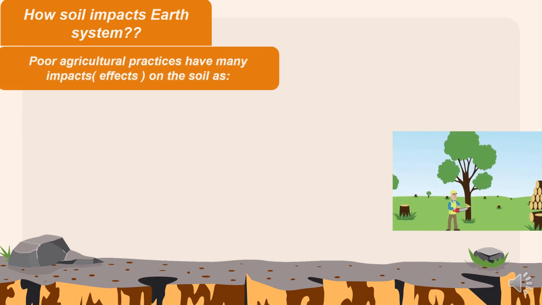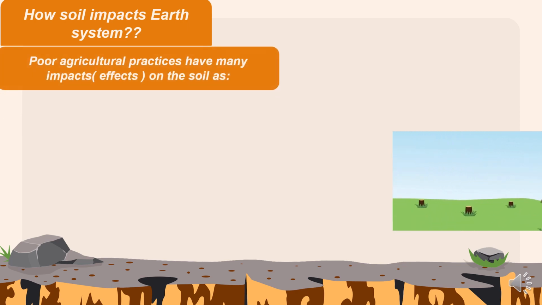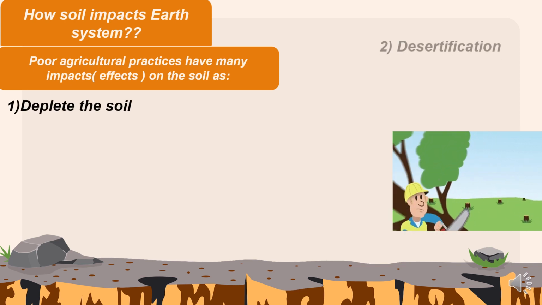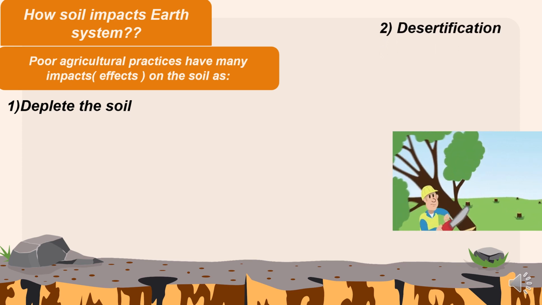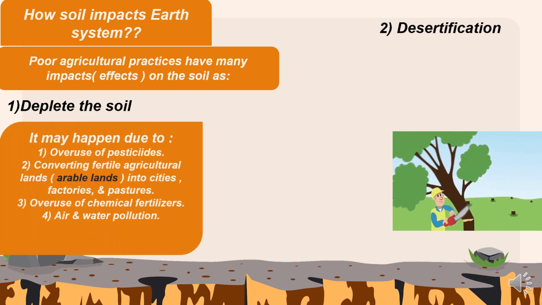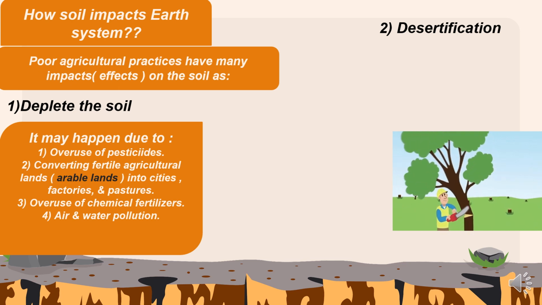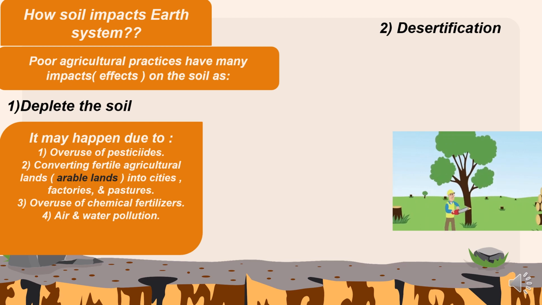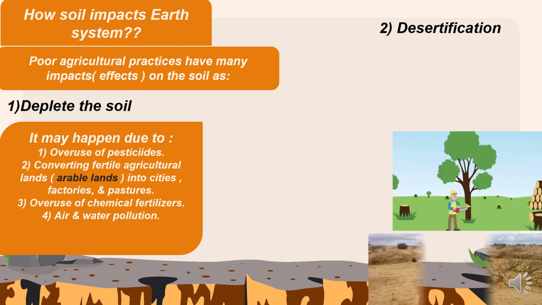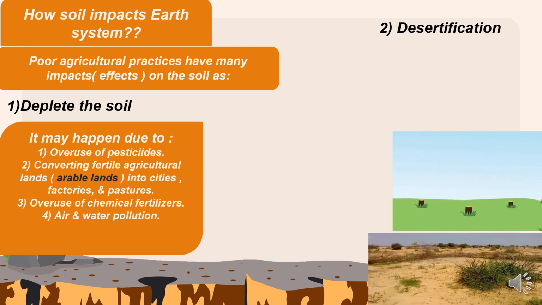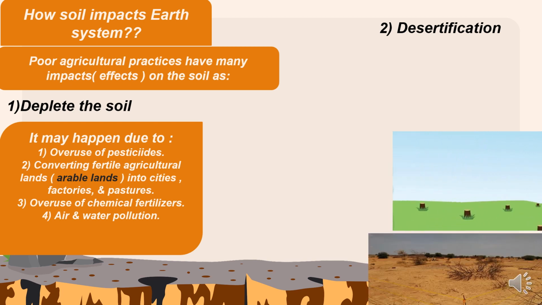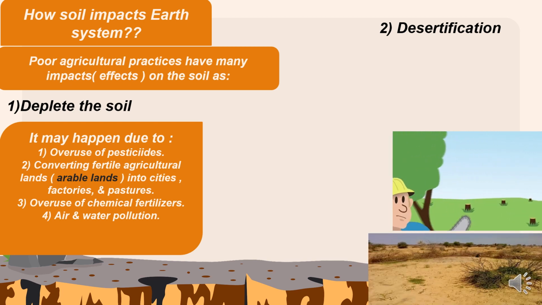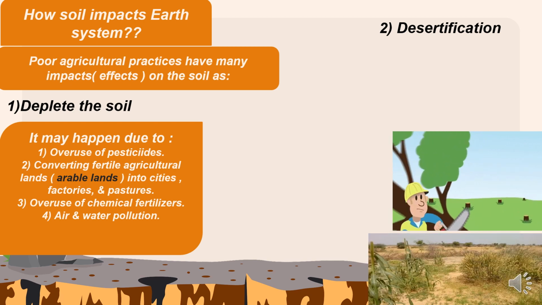And now primary six, let's see how the soil impacts the earth ecosystem, or how the soil affects the earth as a system. As you see in front of you, I have two ways which can negatively affect the soil. For example, number one, deplete the soil, which means overusing of the soil. Number one, depletion of the soil may happen because of overuse of pesticides. If I use a lot of pesticides on the soil, it's gonna have a big negative effect on the soil.